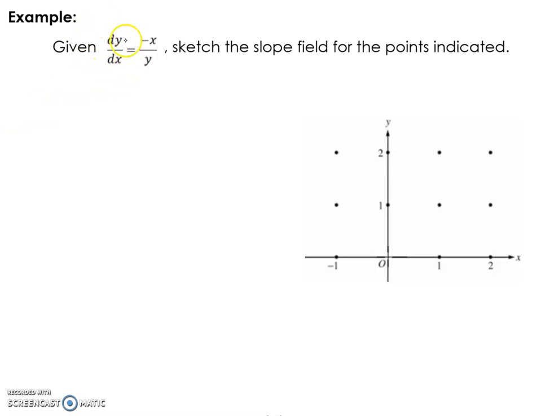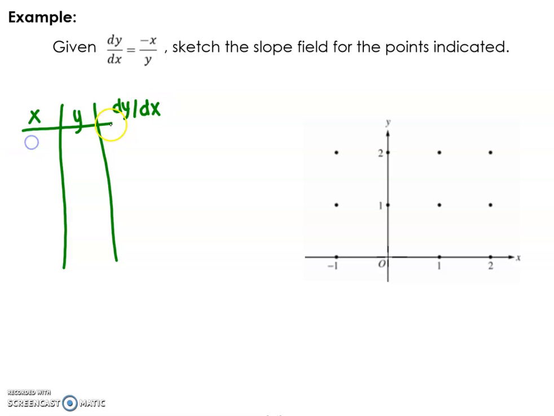So here we're given this differential equation. dy over dx is equal to negative x over y. Sketch the slope field for the points indicated. So the first thing we want to do is set up our x, y, and dy over dx chart. When we're looking at these dots here, these are our indicated points. So we want to put a little tick mark slope on each of these points. So we can figure out a couple of things. We can see from this equation, negative x over y, if I plug points in for x and y, that's going to equal dy over dx, which is the slope. So this is going to help us figure out the slope.